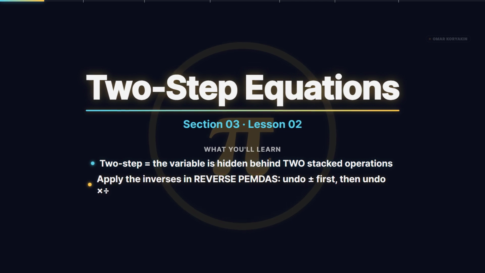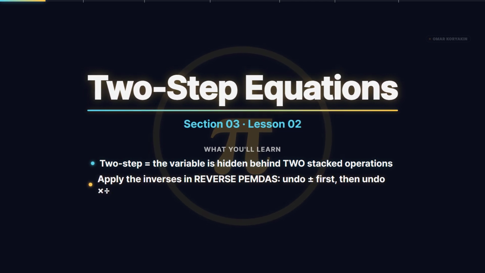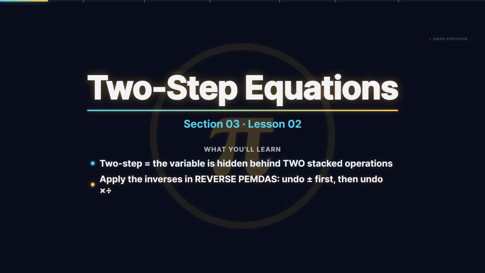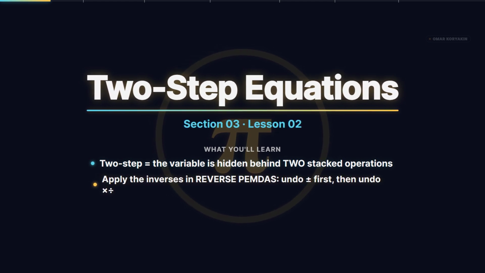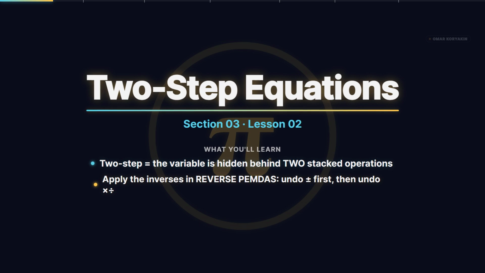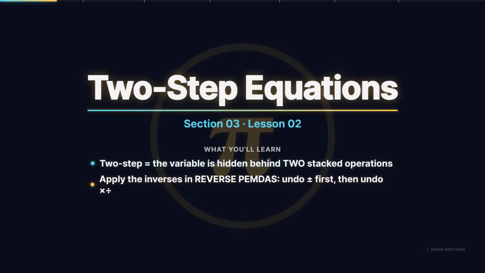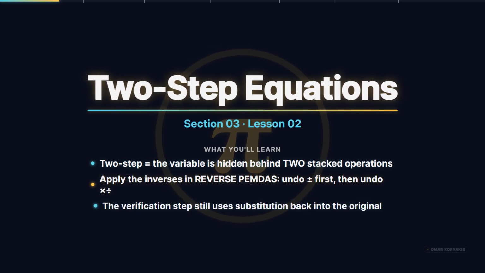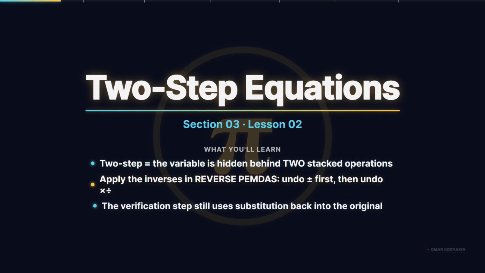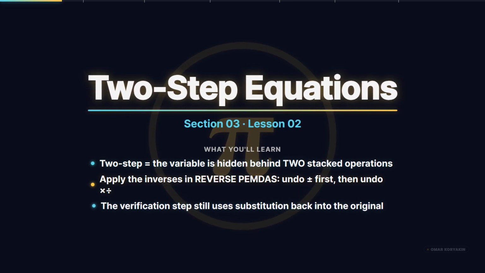Second idea. The order in which we apply the inverses is the reverse of PEMDAS. Recall that PEMDAS evaluates an expression by computing parentheses and exponents first, then multiplication and division, then addition and subtraction last. To undo the operations and isolate the variable, we apply the inverses in the reverse order: undo addition or subtraction first, then undo multiplication or division. The reverse order works because we are unwrapping layers around the variable from the outside in, and the outer layer in standard PEMDAS evaluation is the addition or subtraction layer, so it gets undone first.